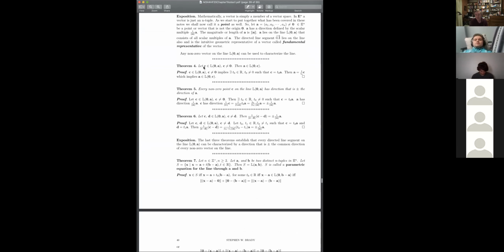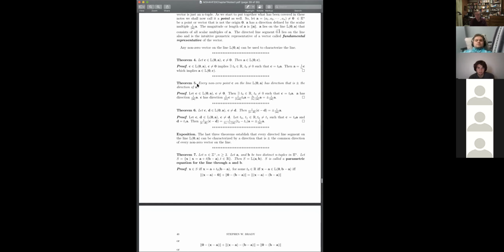Number 4 says, if I take a point C on the line through 0 and A, then A is on the line through 0 and C. What you want to do is think out what I'm saying. If I have a point 0 and I have a point out in the plane somewhere, and I want to say a third point's on that line, well, I could also describe the line using the third point instead of the second point. What this says, if you think about it, is if I have a point on the line through 0 and A, then A is on the line through 0 and C. It makes sense.